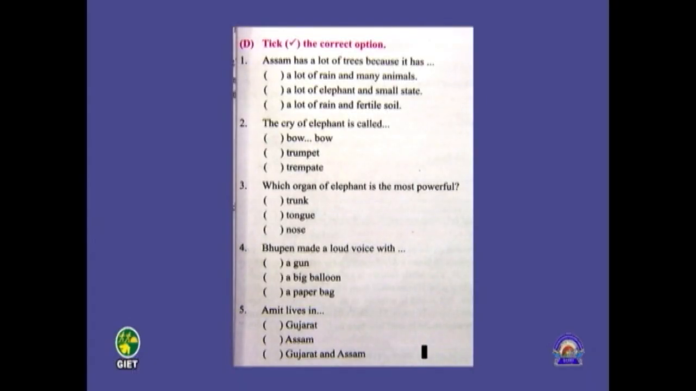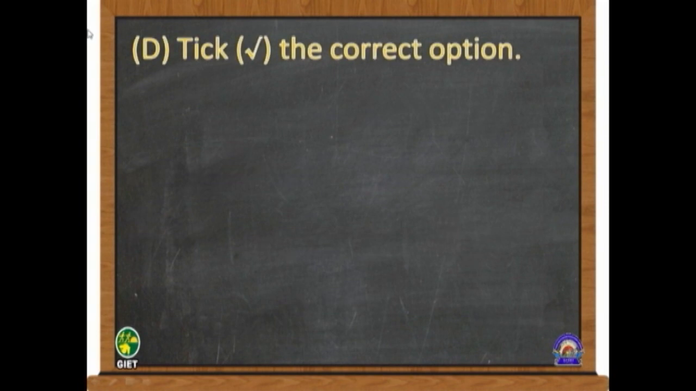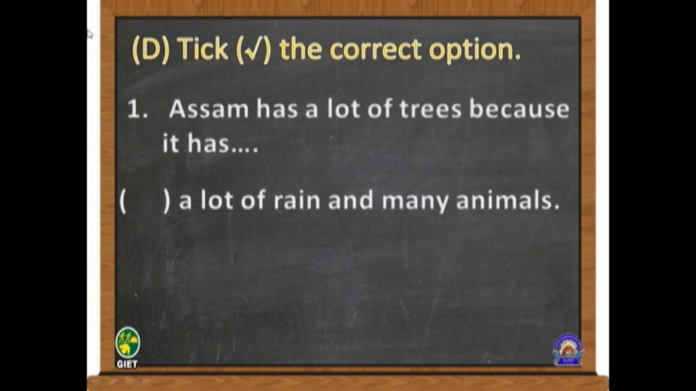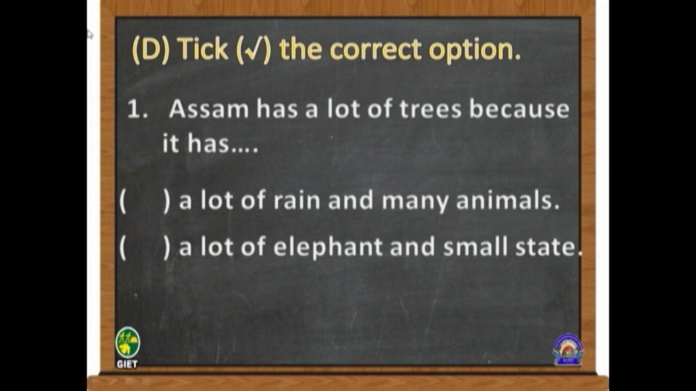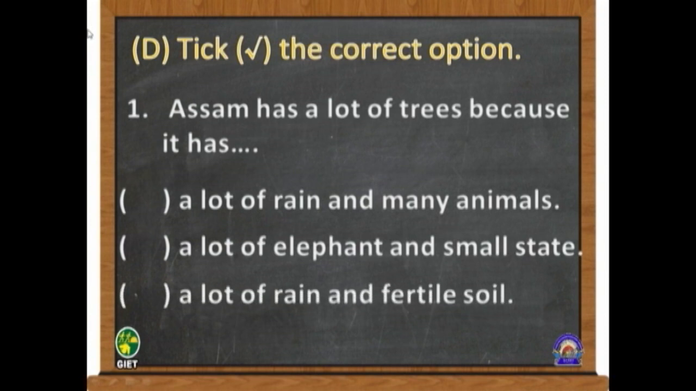Let's do another activity. Activity 6D. In this activity, you have to tick the correct option. Let's do activity 6D, page number 33. Tick the correct option. First, Assam has a lot of rain and many animals, a lot of elephants and small state, a lot of rain and fertile soil.